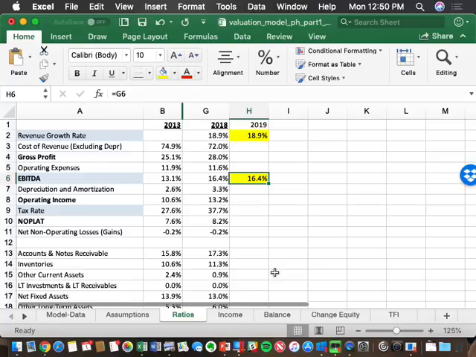All right, the next number we're going to forecast is depreciation and amortization so that we can get to an operating income. So again, equals the previous year.